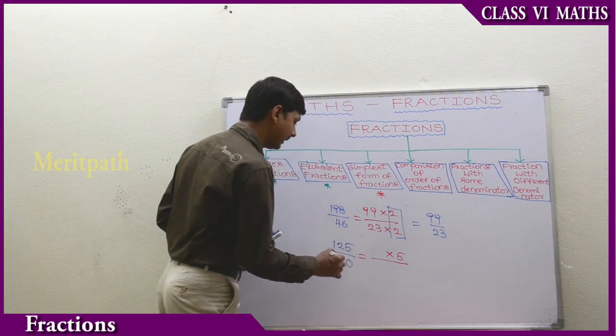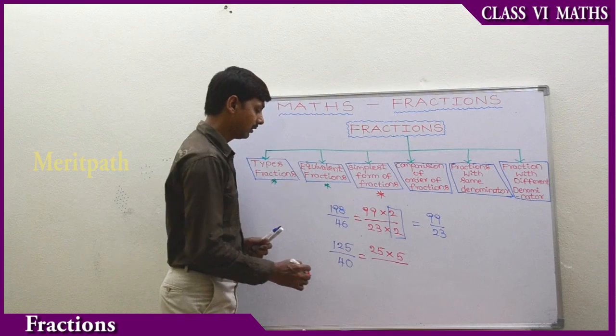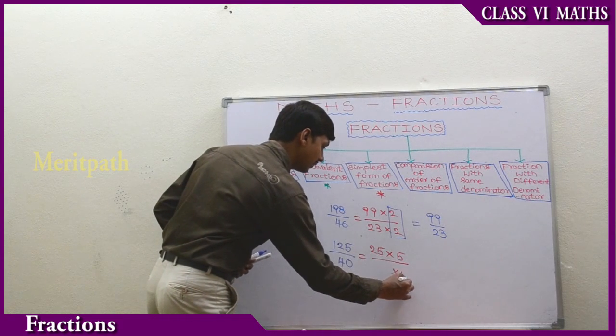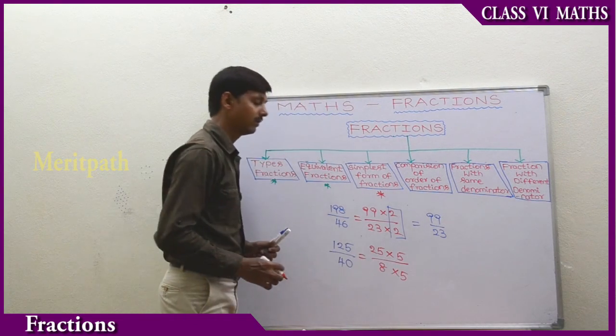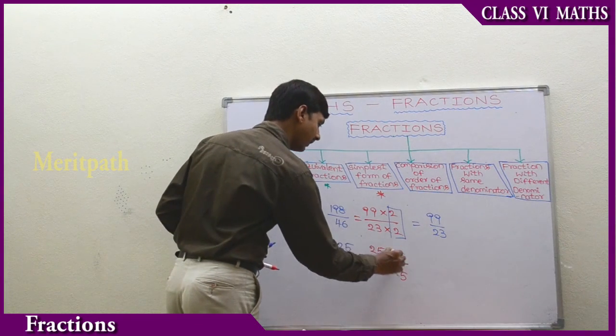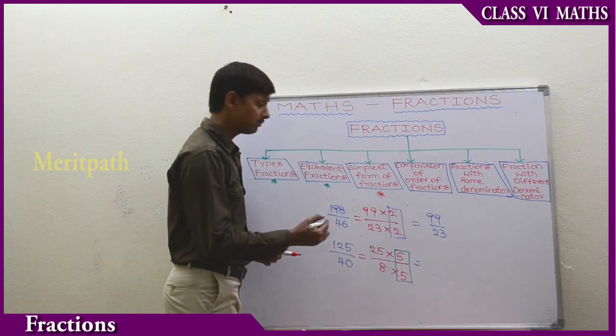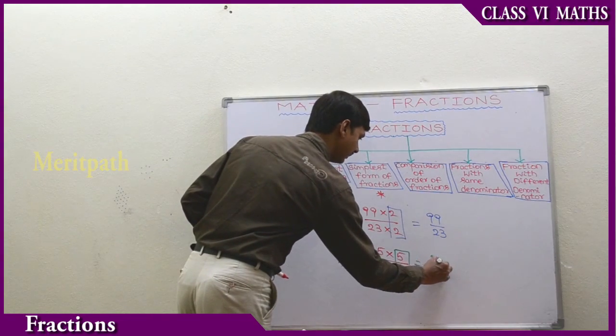So 5 times 25 is 125, and when we take 5 from the denominator, we get 8. We know that 5 by 5 is 1. So the remaining number is 25 by 8.